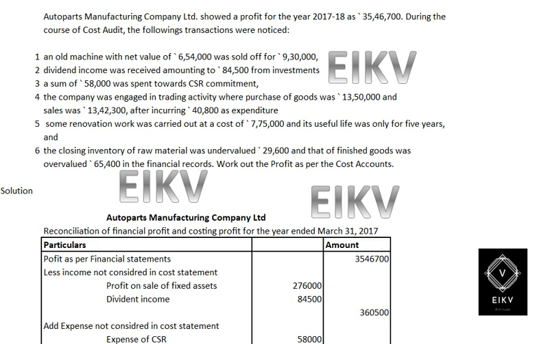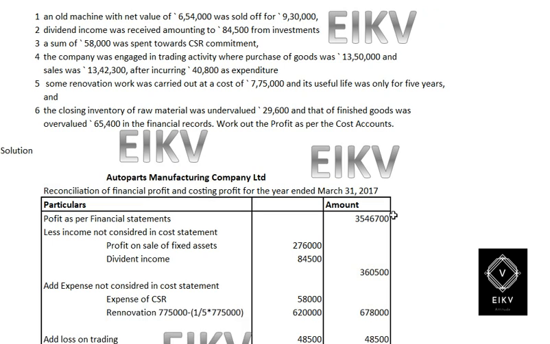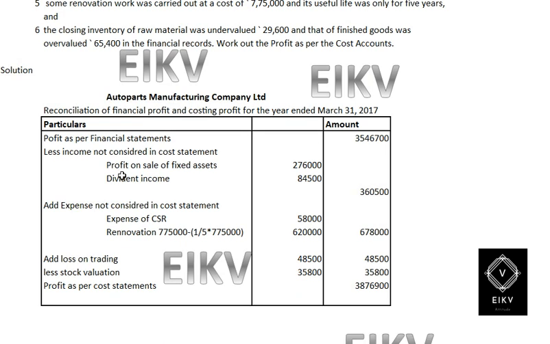So guys, in this illustration they have given a company named Autopart Private Limited and it is under the cost audit and some of the details have been given. So what we need to do is reconcile the financial profit with the costing profit. Therefore, I'm starting towards the solution.